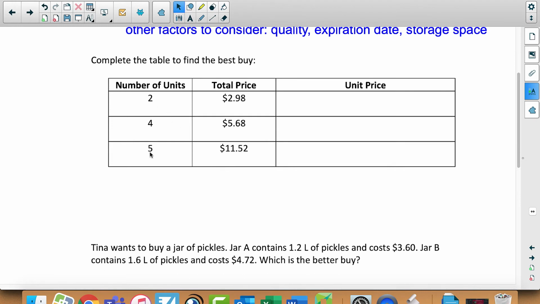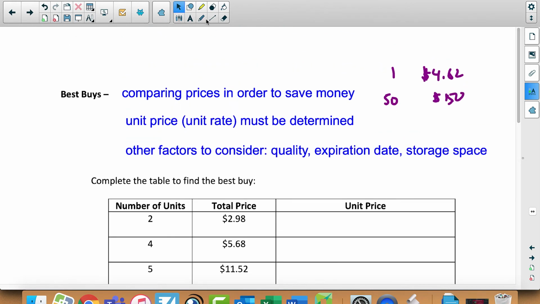If you buy 5, it's often the best buy. But that won't always be the case in these questions. So we need to find the unit price. How do we do that? To get the unit price, maybe I'm going to do that up here. I'll give you a little formula.